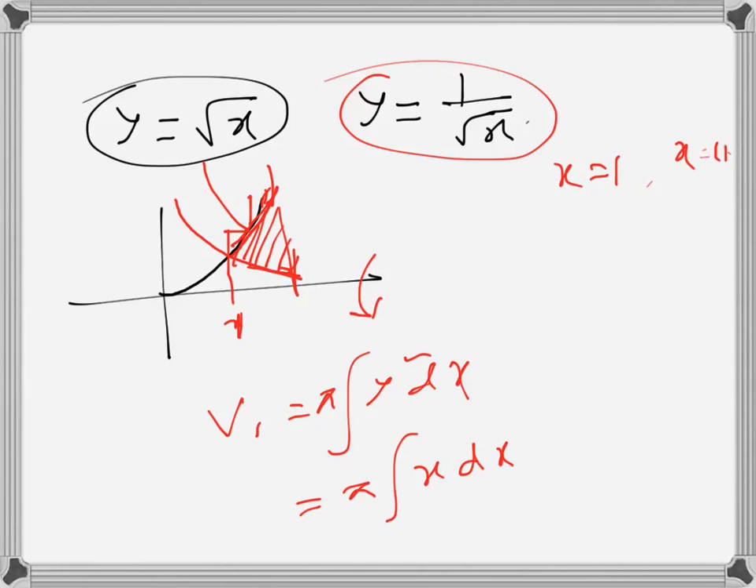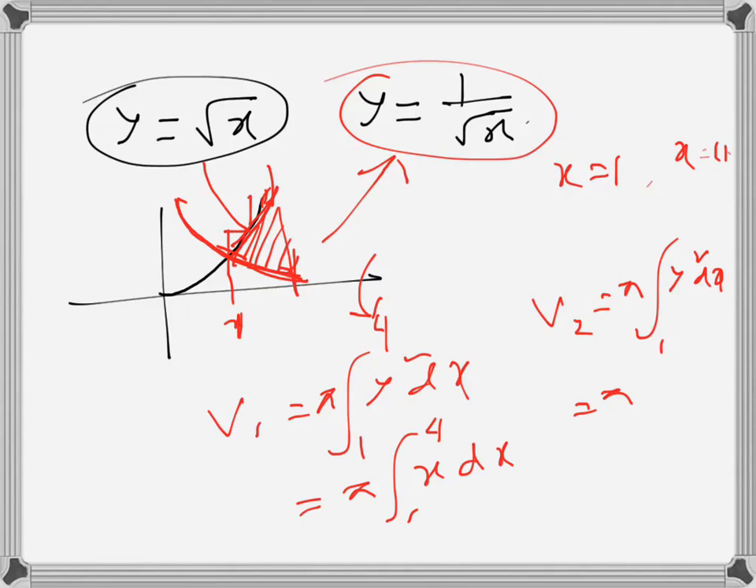And the other volume that is generated, if this red curve is rotated about the x-axis, then there is another volume, which is pi y square dx here, from 1 to 4 again, and this volume will be, of course, y square is 1 over x, dx. So we need to find the volume that is generated by rotating this enclosed area.